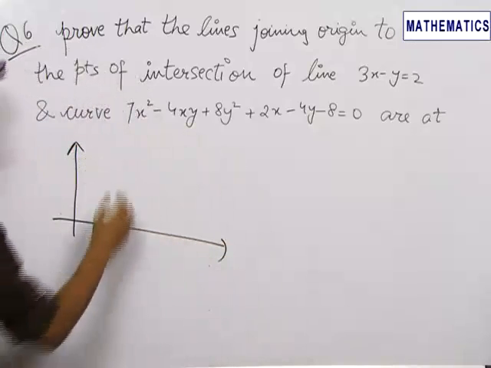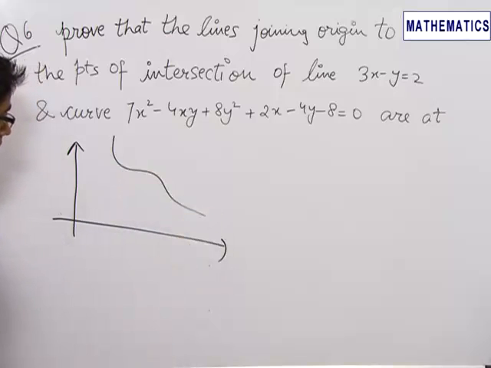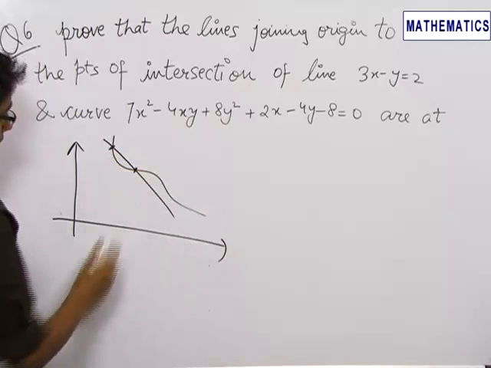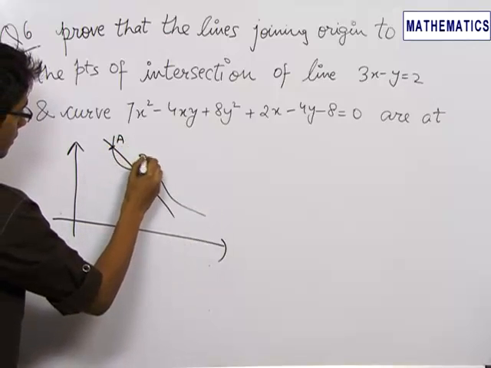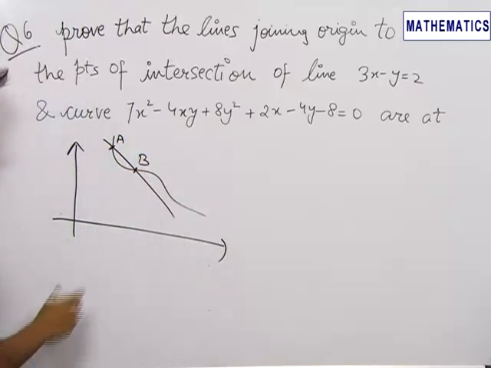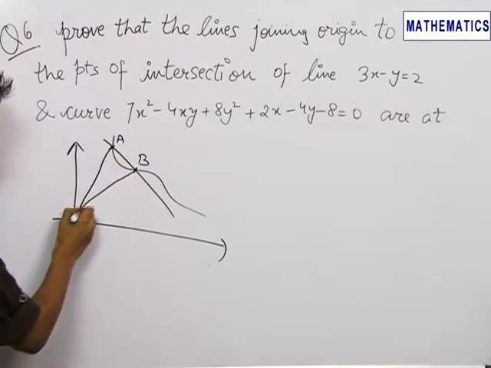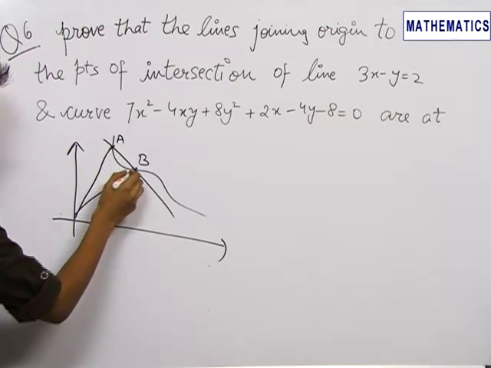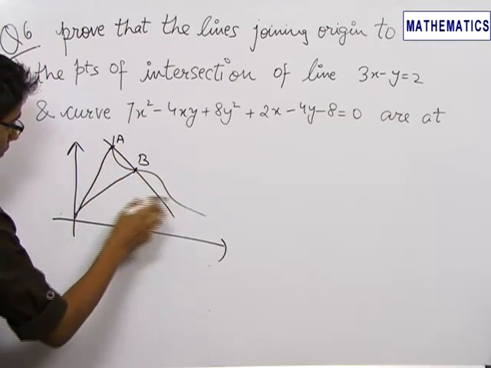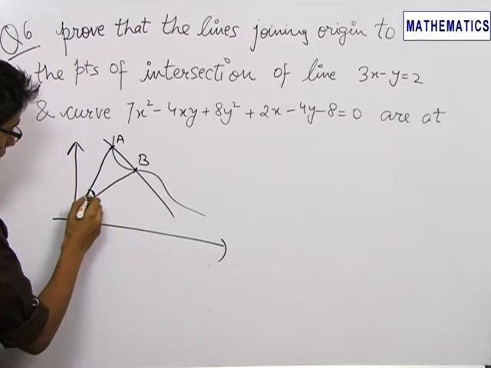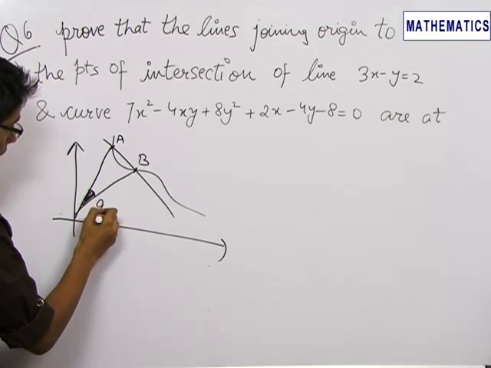The question says that there is a curve and there is a straight line which is cutting this curve at 2 points, let's say A and B. The two lines which are joining origin to the points of intersection of this line and the curve, we want to prove that these two lines are at 90 degree.